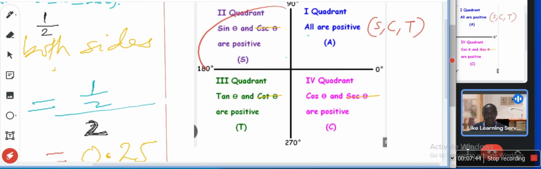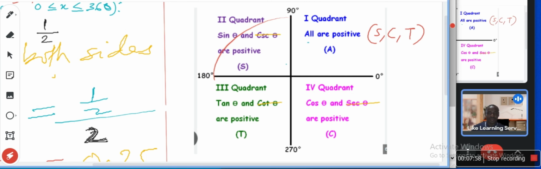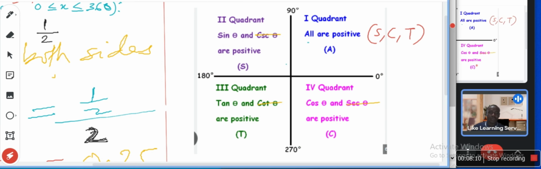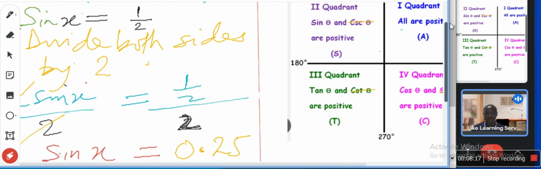But for the second quadrant, which one is positive? It's written. Only sine is positive. The second quadrant means 90 to 180. In the third quadrant, which one is positive? Only tan. The rest are negative. In the fourth, only cosine. The rest are negative.